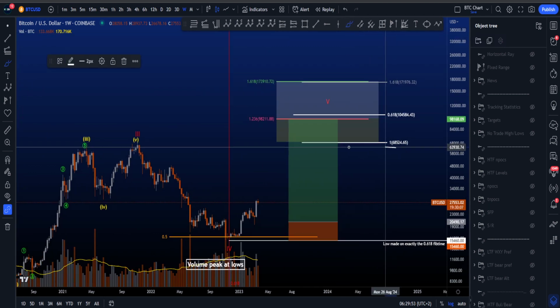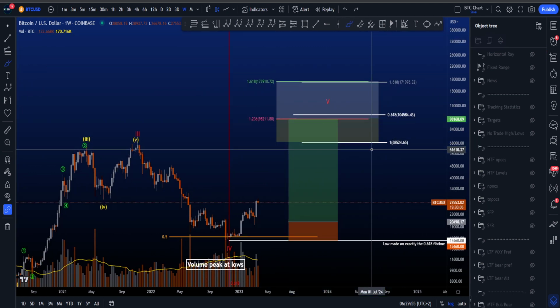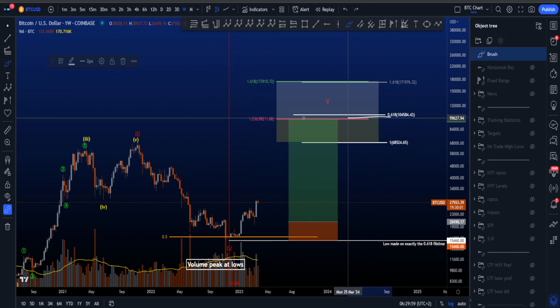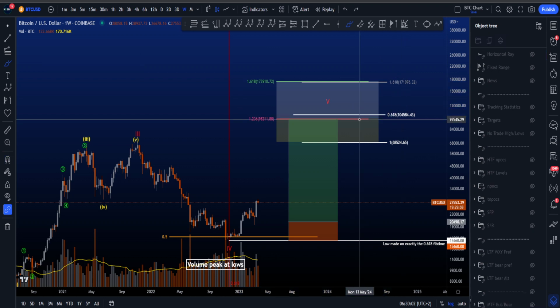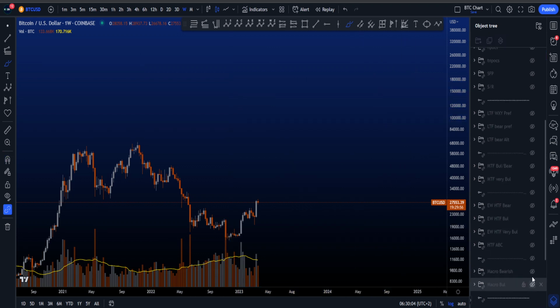If we then look at the targets for a wave 5, you can see a yellow box and a white box. The yellow box for me is a more rare target area, but just basically between the all-time high and 98k. And then for me, the most likely target area up here is between 98k and 174k.